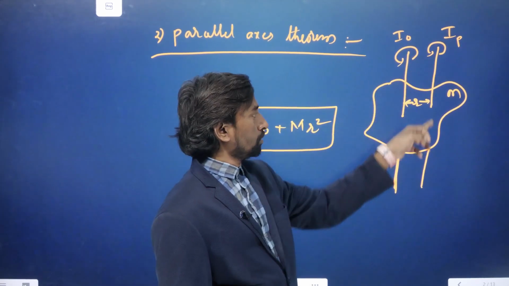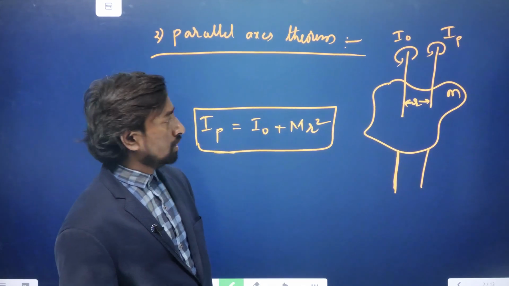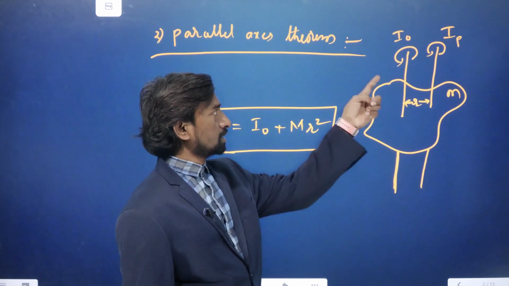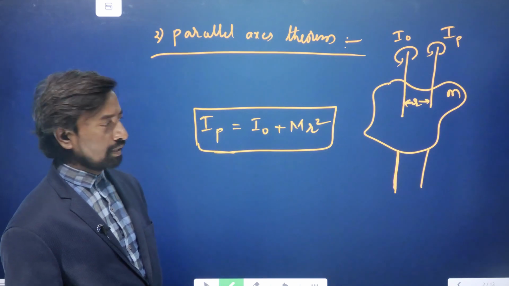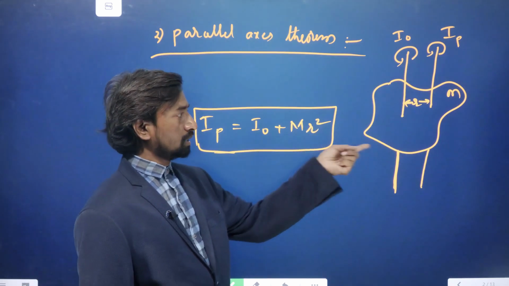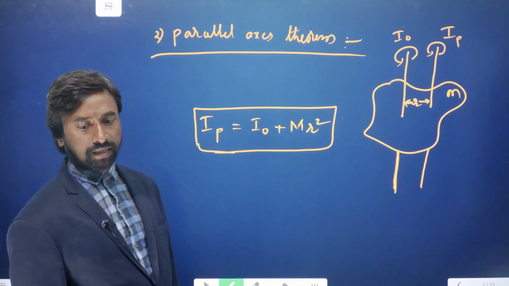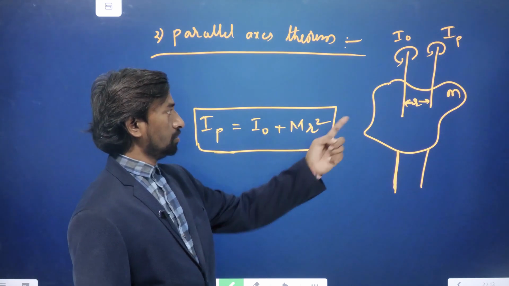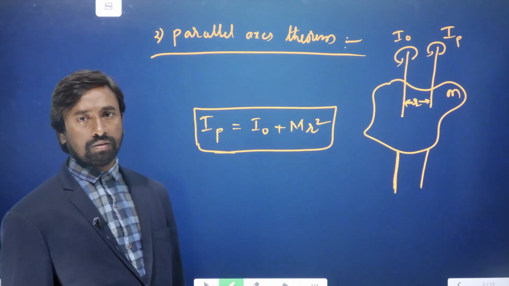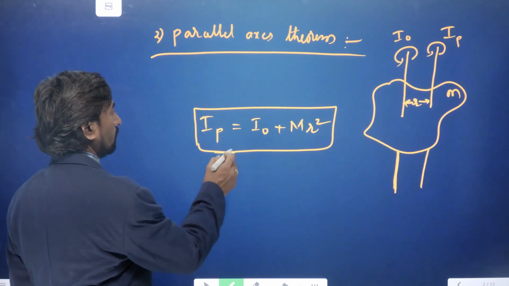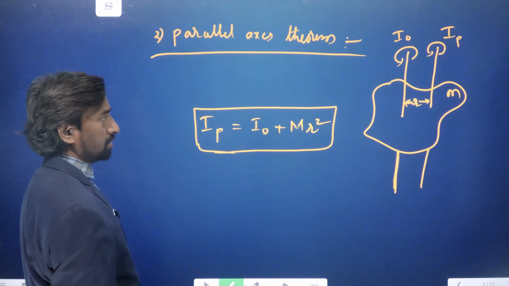So the moment of inertia about this axis will be equal to the sum of the moment of inertia about the axis passing through the center of mass and the product of the mass of the body and the square of the perpendicular distance between the axes. So that is called the parallel axis theorem. So now by using this we can find out the moment of inertia about any axis.